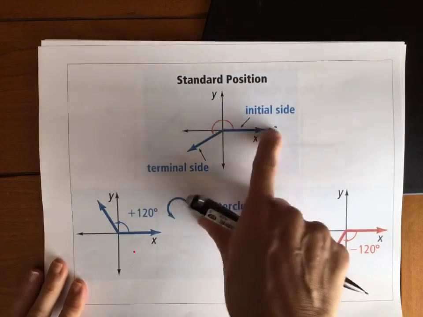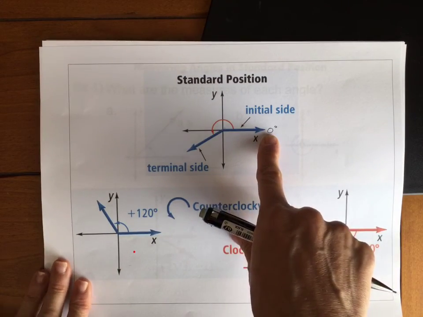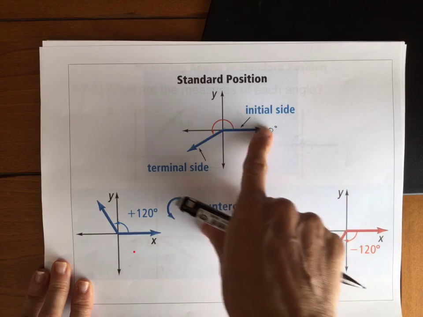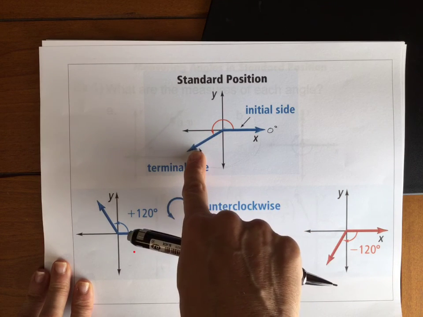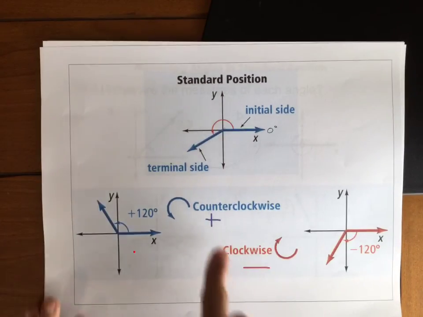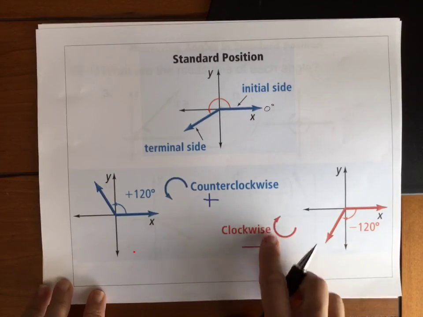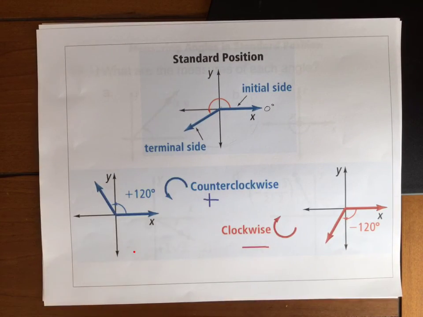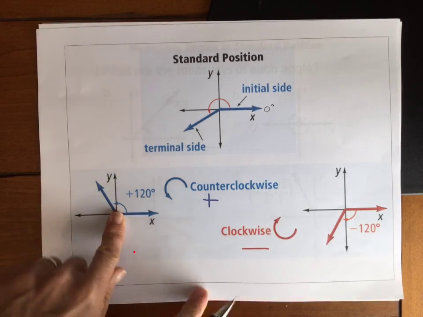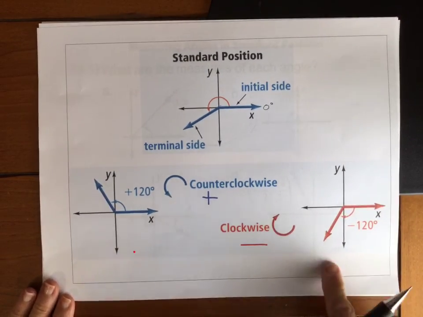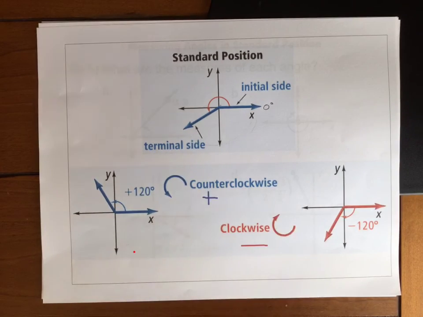So initial side is always here at my x-axis in the positive point, and then terminal side is wherever else it ends up. And what we want to note is that if I'm going counterclockwise, those are always positive angles. And if I'm going clockwise, those are always negative angles. So here's what a positive 120 degrees looks like, and here's what a negative 120 degrees looks like. So no extra work here. This is just for your notes. You can pause the video and put these in your notes, take a picture, do whatever you need to do.